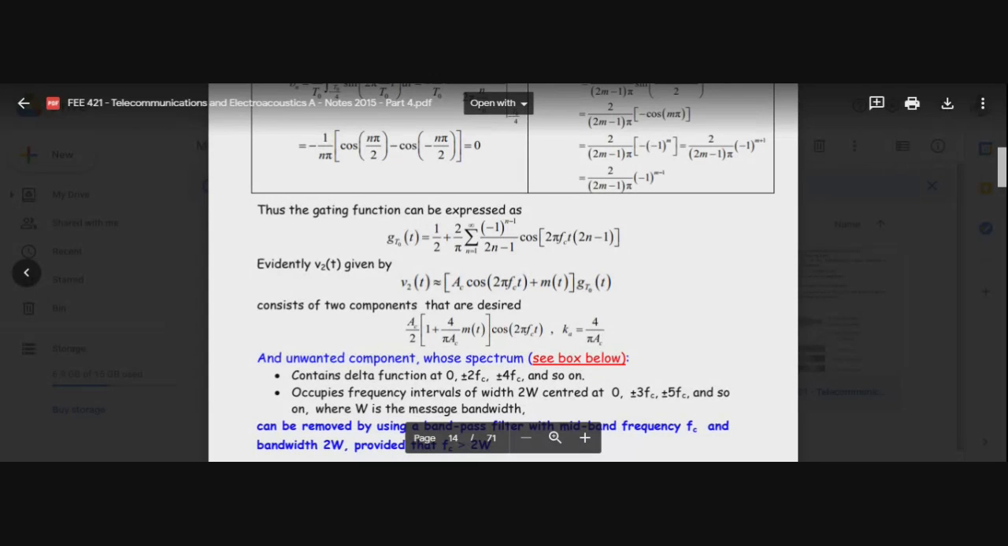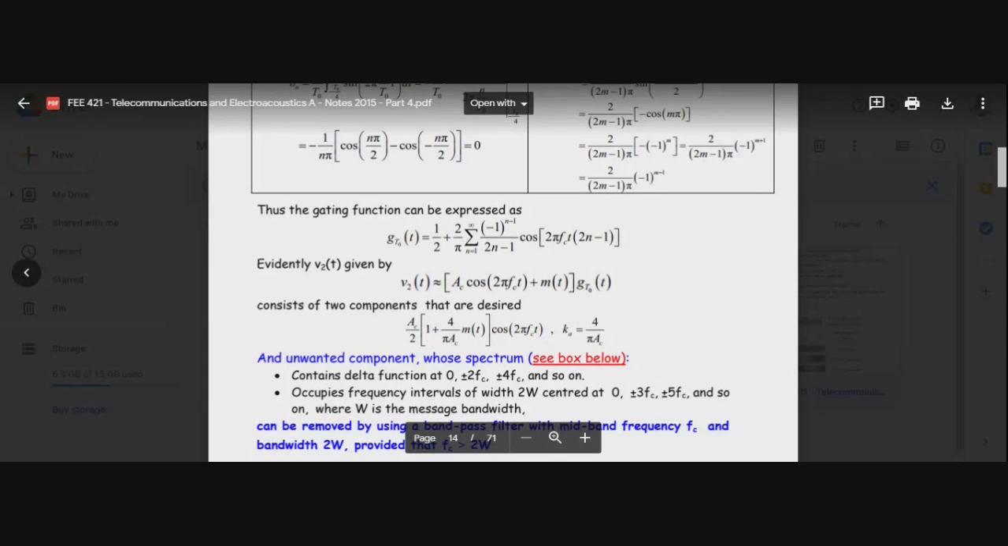So what happens is that you can select from this multiplication by choosing just n equals 1, the index in the summation, and you can say that is the desired component. Whatever you get from there is a desired component. In other words, you're going to get a constant plus a multiple of m(t) multiplied by the cos 2 pi fct.